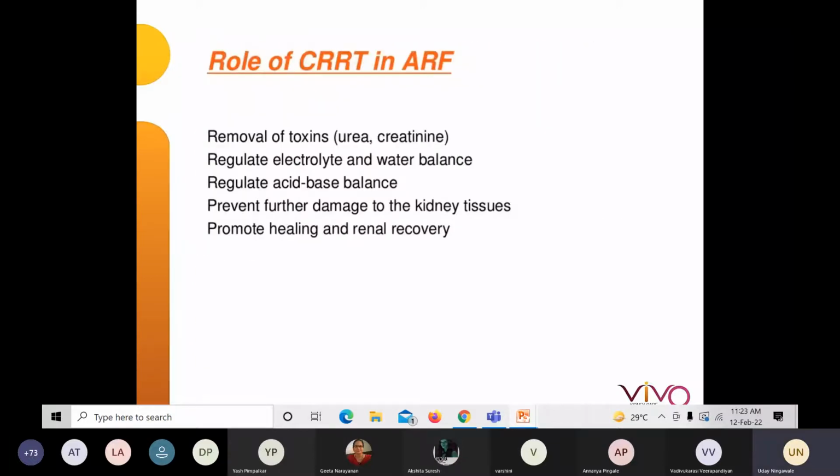The role of CRRT in ARF is mainly to remove toxins, that is urea and creatinine, toxic substances accumulated in the blood, regulate electrolytes and water balance, regulate acid-base balance, prevent further damage to the kidney tissue, and promote healing and recovery.